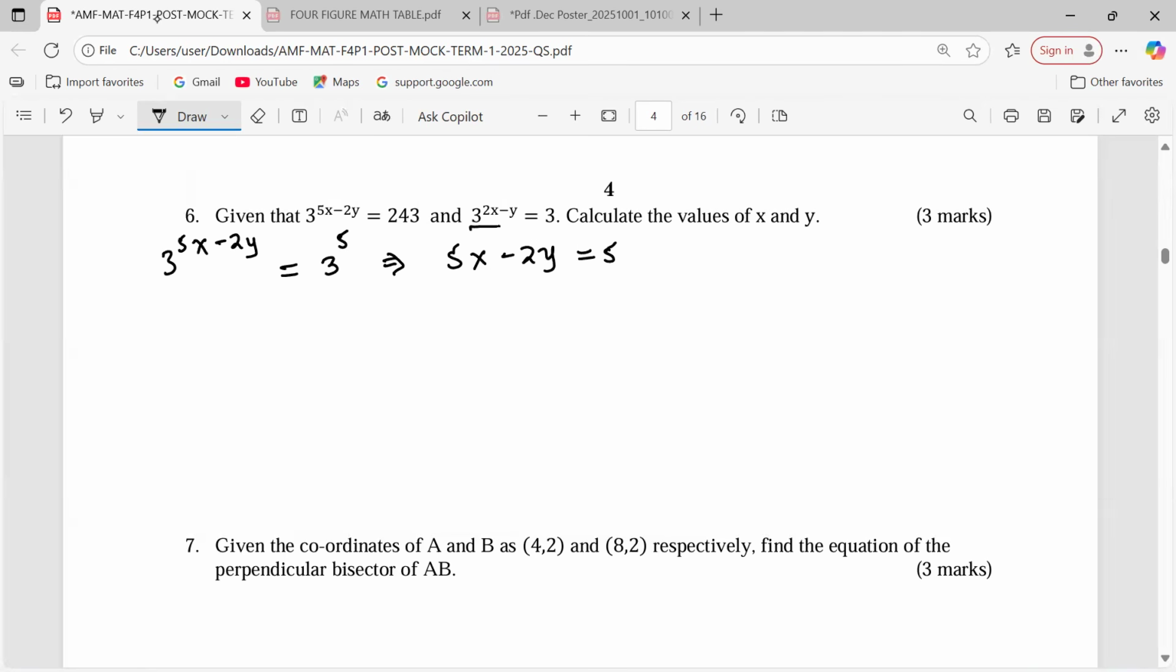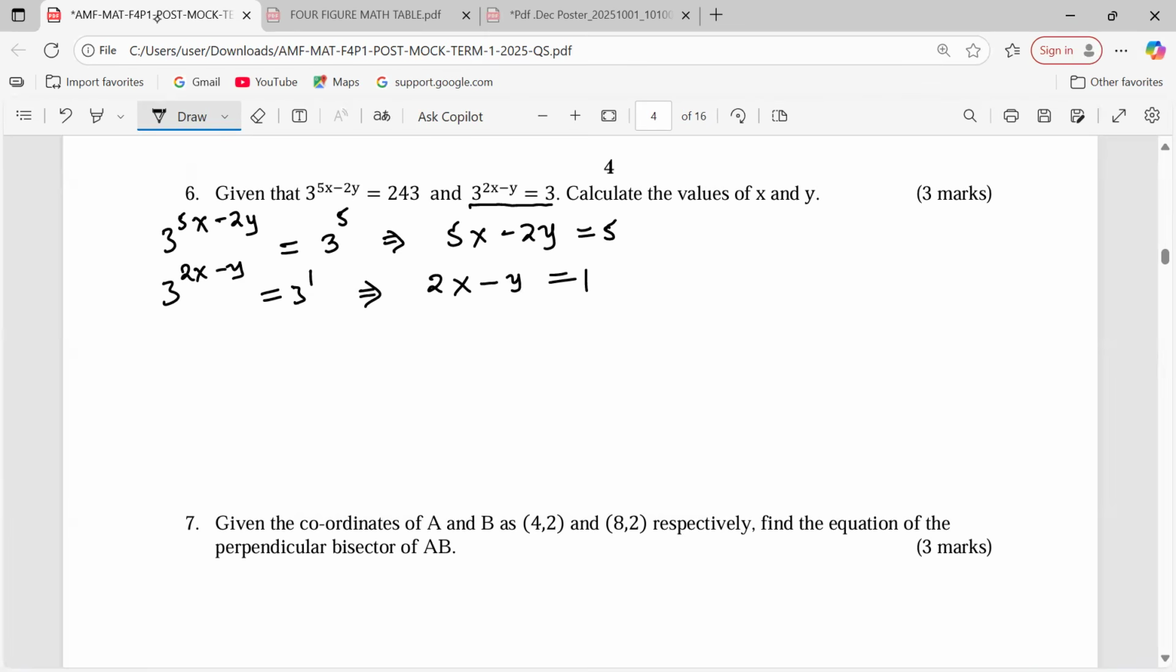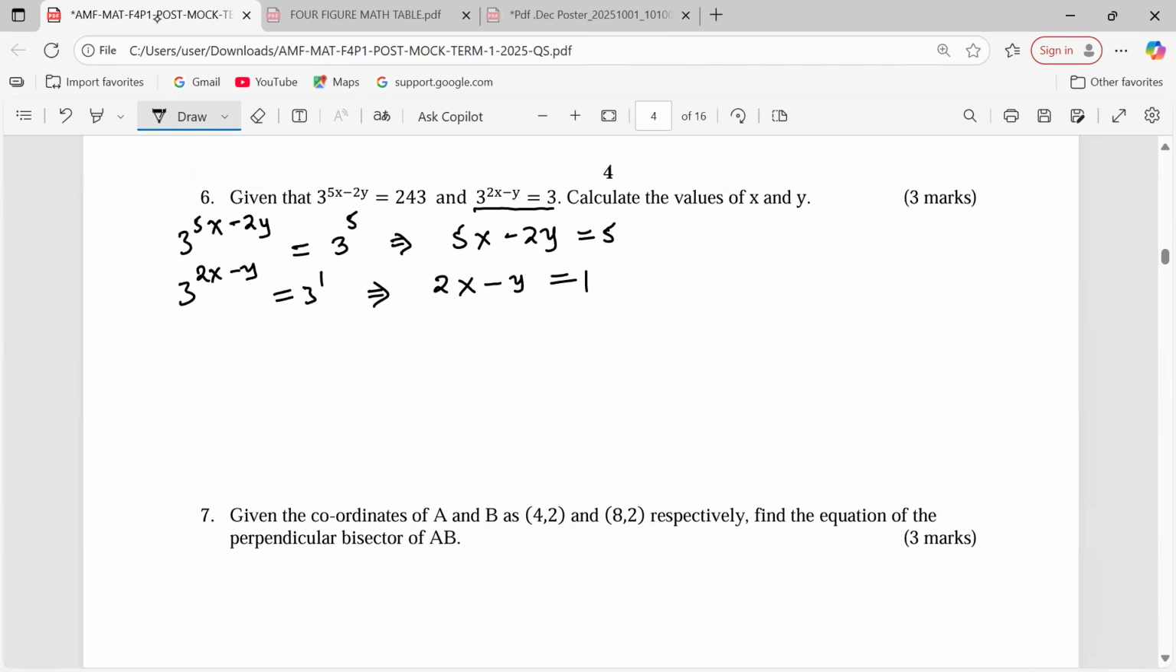Then from the second here, we have 3 power 2x minus y equals 3 power 1. Bases are the same, so 2x minus y equals 1. We have equation 1 and 2. We can solve now simultaneously to get the values of x and y. How do we solve this one? You can prefer to use the elimination method, substitution method, or the matrix method. Let me use the elimination method. Okay, elimination will take us a lot of time.